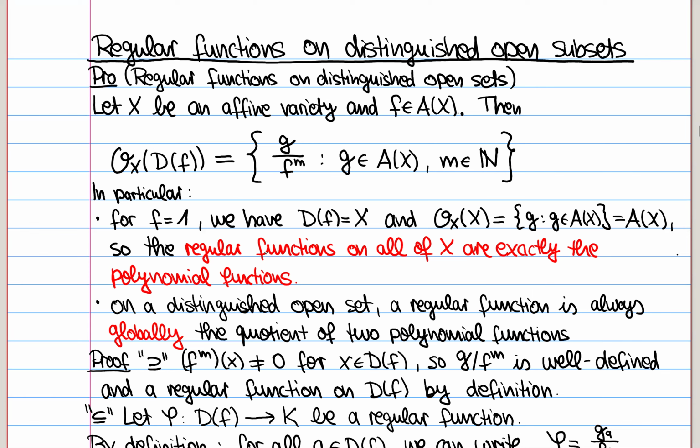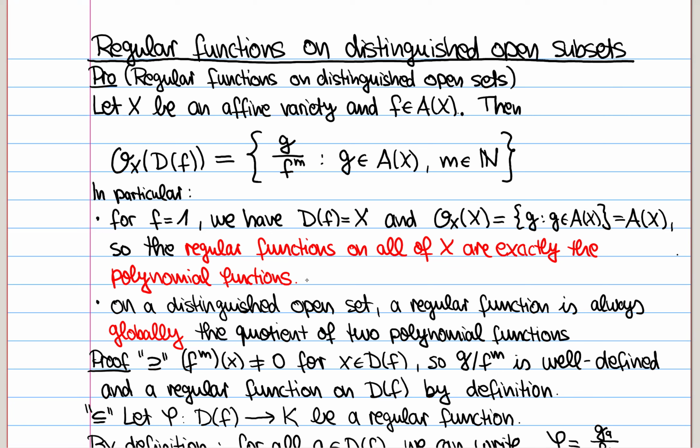In particular, if you specialize this to f equals 1, then we have D(1), the locus where 1 is non-zero, is still equal to all of X. And so we see the regular functions on all of X are just given by g divided by 1 to the m. So in other words, just by g, where g is in A(X). So this is just equal to A(X). In other words, the regular functions on all of X are exactly the polynomial functions.